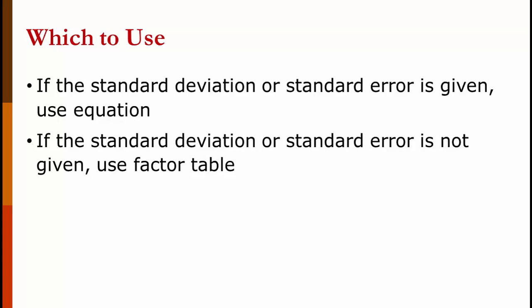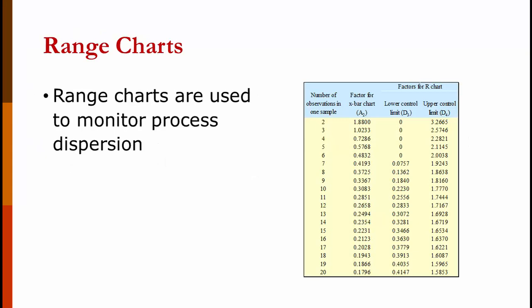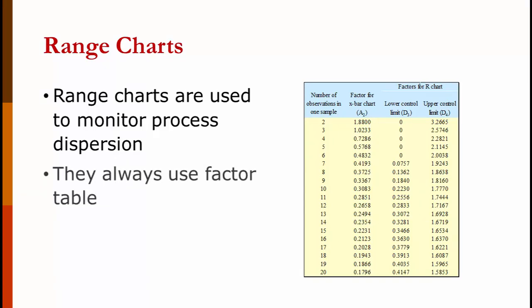The reason I do this is I don't want them spending time in an operations course computing standard deviations. Your professor may feel differently, so ask your professor if your textbook talks about both approaches. As I mentioned, range charts are used to monitor process dispersion. They always use the factor table. They never use the standard deviation approach. Of course, if you got the standard deviation, it would make sense to use the range anyway.